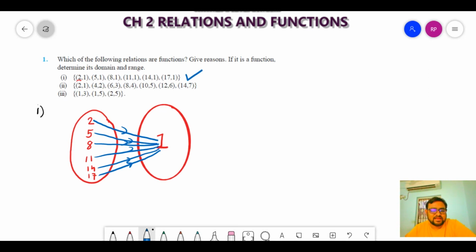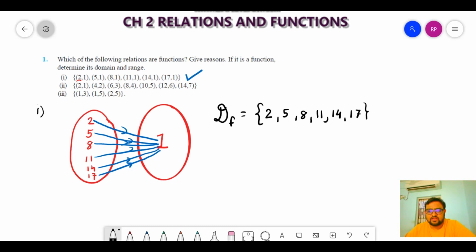Okay, now let's write down its domain and range. The domain of the function will be equal to all the first elements of the ordered pairs, that is 2, 5, 8, 11, 14, 17. Clear? And the range of the function is the second element, that is only 1. It is common in every ordered pair. So note down the first part of question number 1.